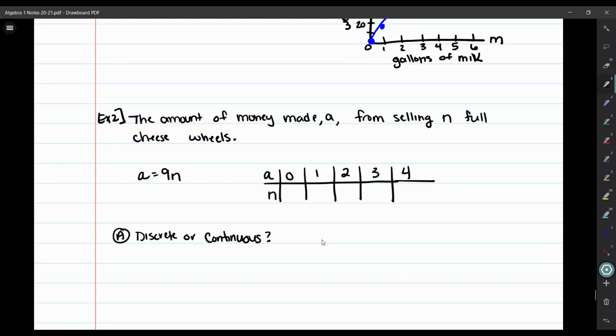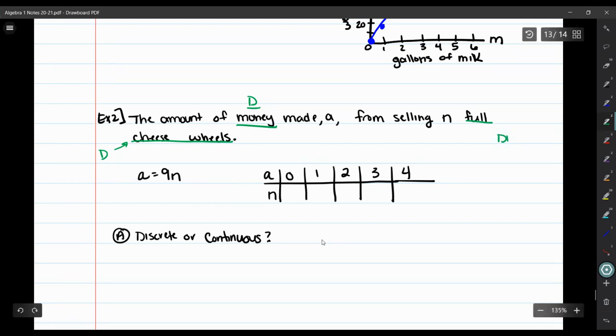I have the amount of money. I know that's discrete. And I have N full cheese wheels. So think about full cheese wheels. What that means is I'm going to sell a whole cheese wheel or 2. I'm not going to sell 1.5. So this is also discrete.